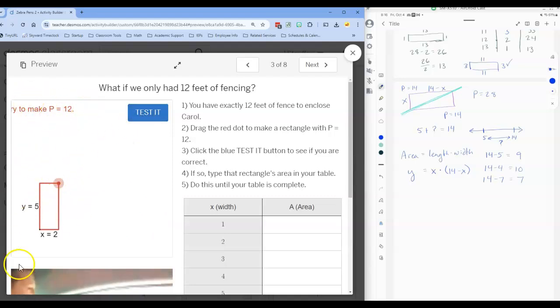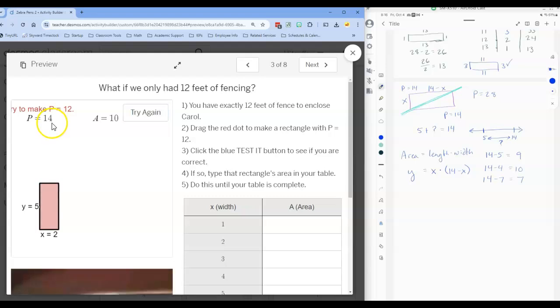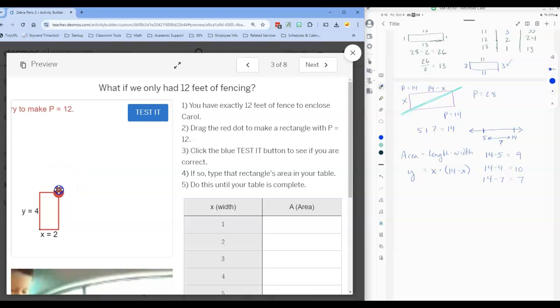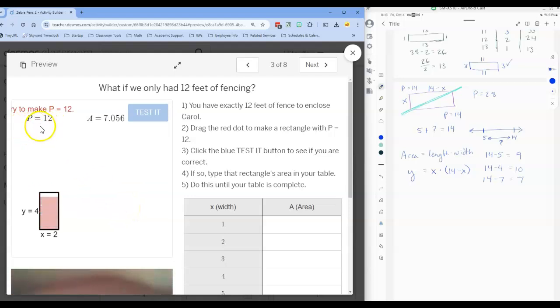So there's a pen I made. If I click test it, you can see, oh, the perimeter is 14. It's a little bit too much, so that one didn't work. I need to try again. And maybe I'll just bring this side down 1 and see what that does. We test that. Okay, cool. So that one worked.